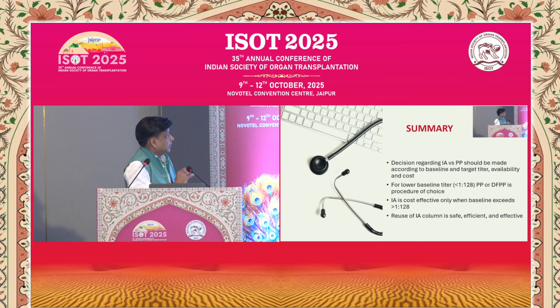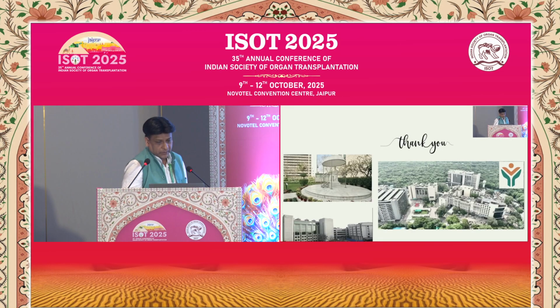To summarize, the decision regarding immunoadsorption versus plasmapheresis should be made according to baseline and target titer, availability, and cost. For a low baseline titer, plasmapheresis or double filtration is the procedure of choice. Immunoadsorption is cost effective when the baseline exceeds 1:128. Reuse of the immunoadsorption column is safe, efficient, and effective. Thank you very much.